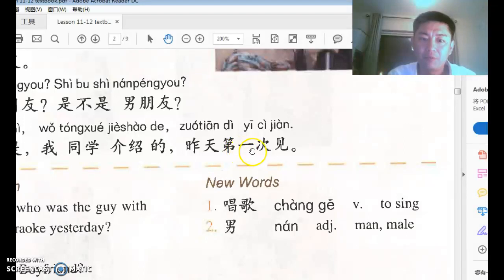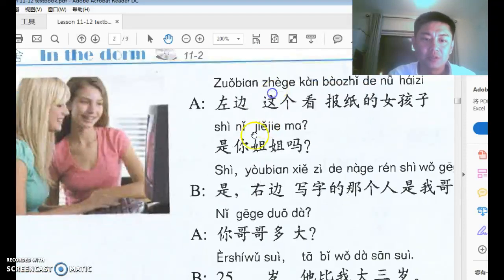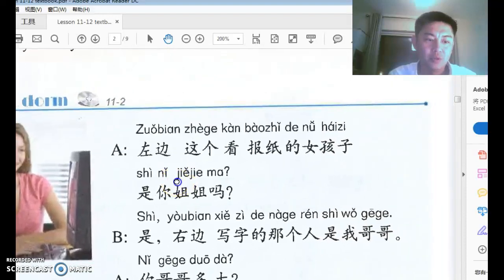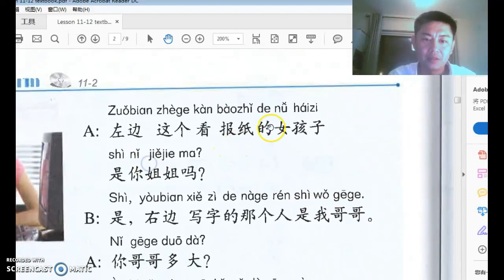昨天第一次见. Again, a lot of omissions. I firstly met him yesterday, right? 我昨天第一次见他. 第一次, the first time, 昨天 yesterday, and 见 is to meet. And then number 2, we have another 的 construction, the structure.